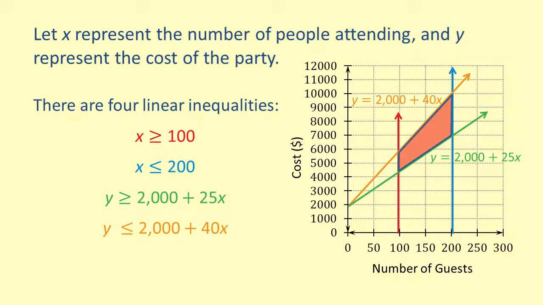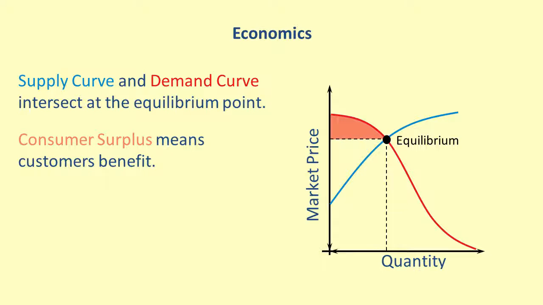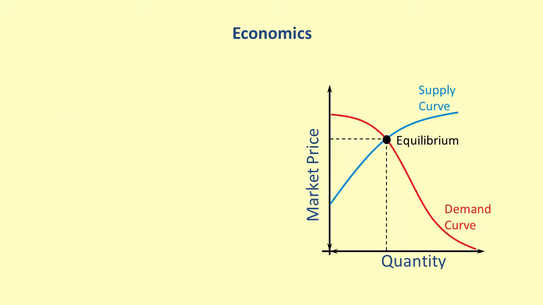In economics, the point where the supply and demand curves intersect is called the equilibrium point. Let's take a look at a graph of a supply curve and demand curve. Consumer surplus is a measure of the amount that consumers benefit by being able to purchase a product for a price less than the maximum they would be willing to pay. Producer surplus is a measure of the amount that producers benefit by selling at a market price that is higher than the least they would be willing to sell for.